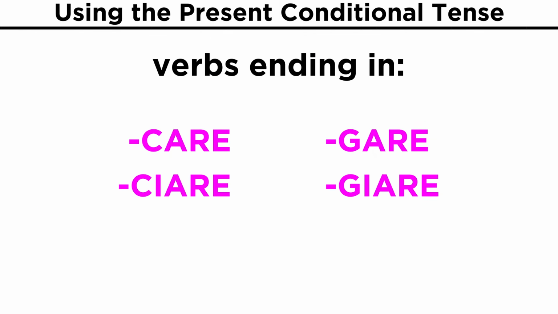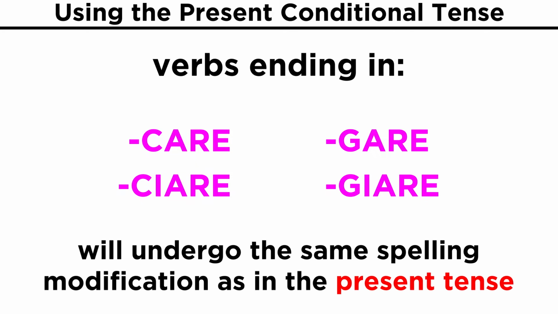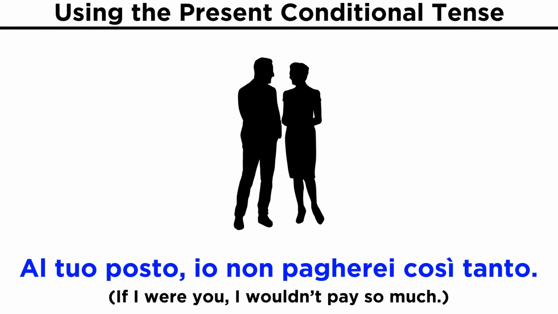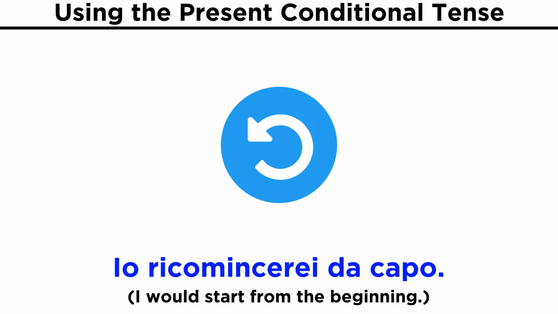Just a couple things to be aware of. Verbs ending in care, gare, ciare, and giare will undergo the same spelling modifications as in the present tense. For example, al tuo posto, io non pagherei così tanto. Io ricomincerei da capo.